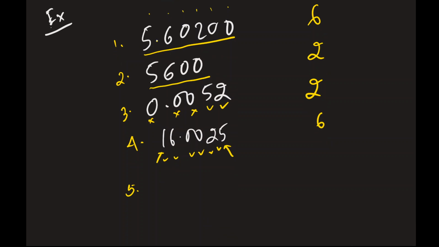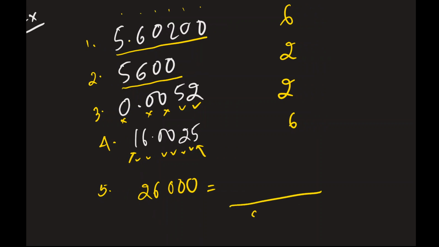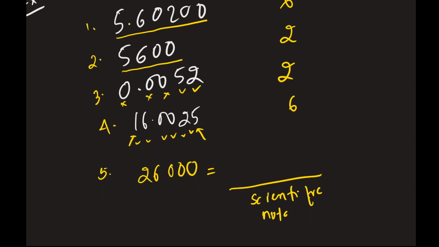So I'm going to ask a couple of questions here. I'm just going to put a couple of numbers here. 26,000. Convert this into scientific notation, and then calculate how many sig figs we have. So pause here and then tell me how many sig figs we have here. All right, so do you have the answers?